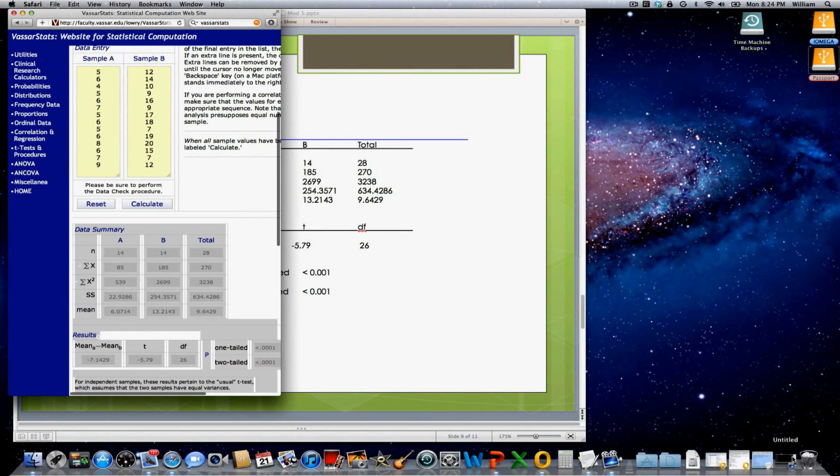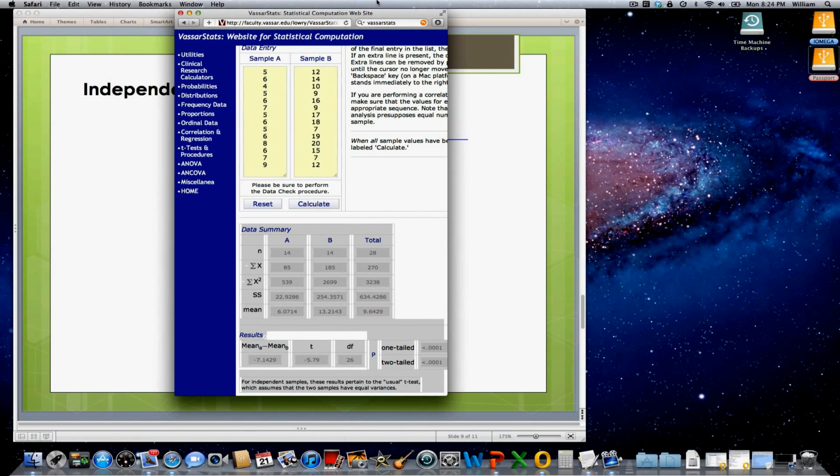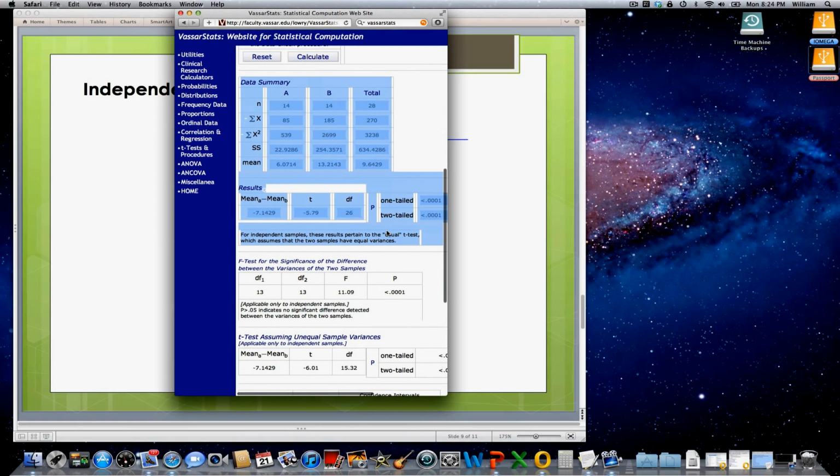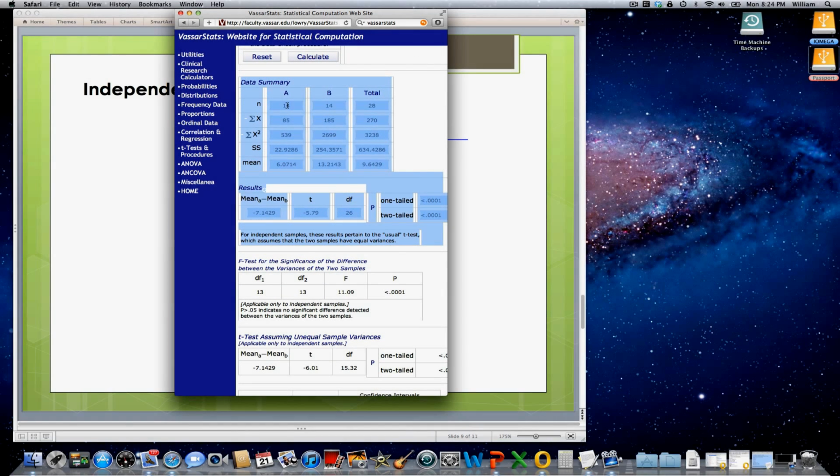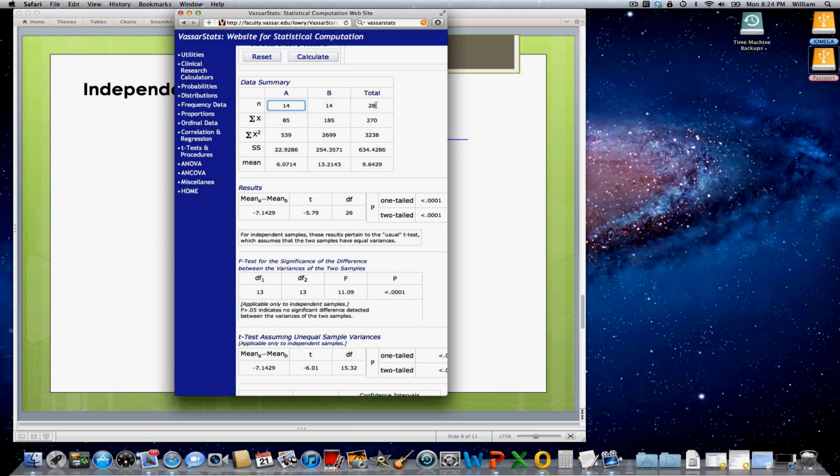To take Vassar stat, and I just entered some numbers in here. They were purely random, and I clicked calculate, and then it computed the n and sum of n squared, the sum of the values squared rather, the sum of squares, and then the means.